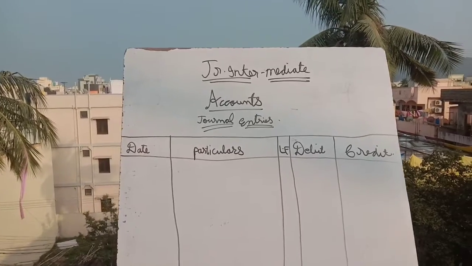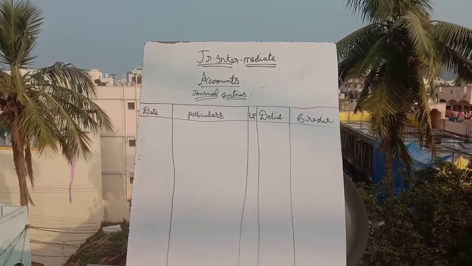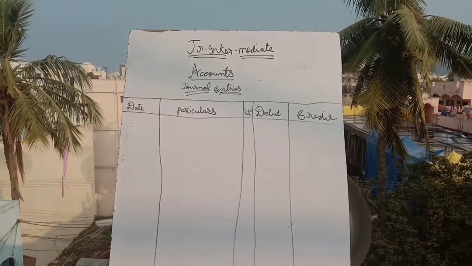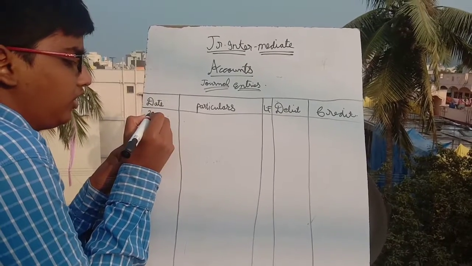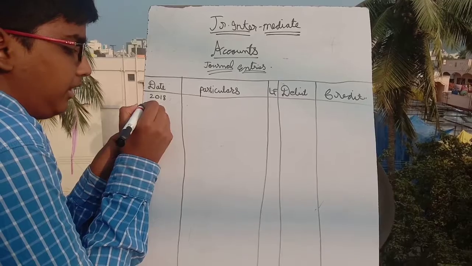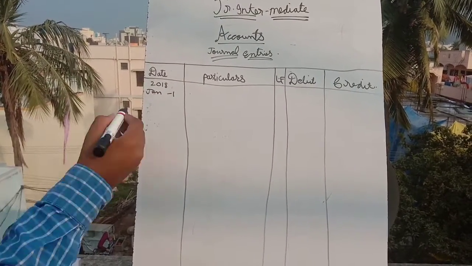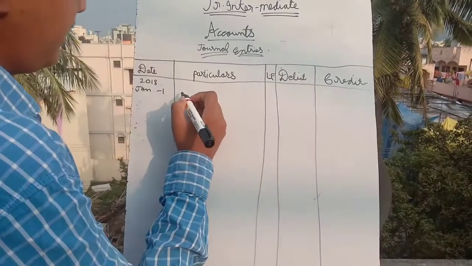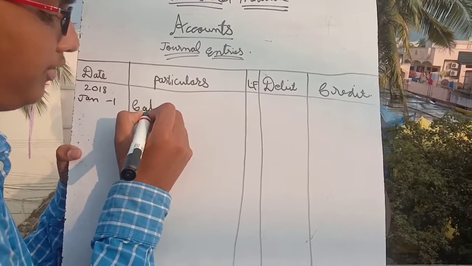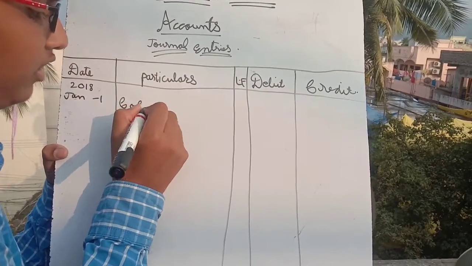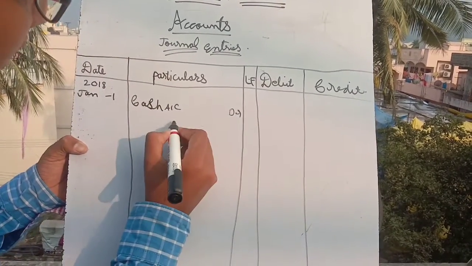So let's start our problem. The first entry is Sharma commenced business with cash 1 lakh. 1/1/2018. So we will record a date column. First the year, we should write 2018, the first month means January, and the date is 1. From here onwards we will not write dates. The first transaction is going to be the cash account debtor, because Sharma is starting business with cash, right? So that's why cash account debtor to capital account.